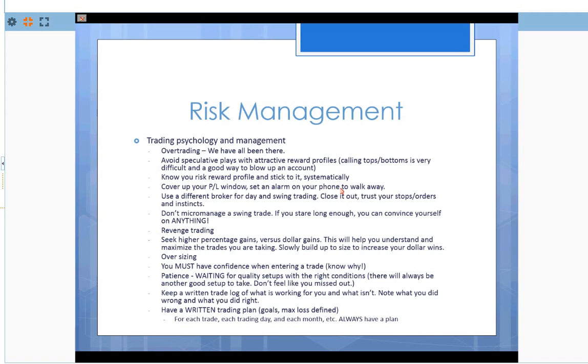Patience. This is a big one for swing traders especially, waiting for quality setups with the right conditions. Common sense, right? We don't just go out and trade everything because it's moving or because it shows up on the scanner. You'll see that some days I'll alert 3 trades, and then I'll go 3 days without alerting a single trade. Wait for the setups to come to you. Don't force the trades. Don't feel like you've missed out.